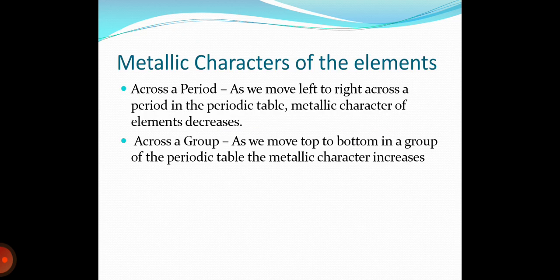Metallic character of elements. As we move left to right across a period in the periodic table, the metallic character of elements decreases. Across the group, as we move top to bottom in a group of the periodic table, the metallic character increases.